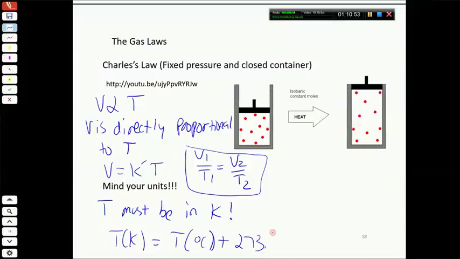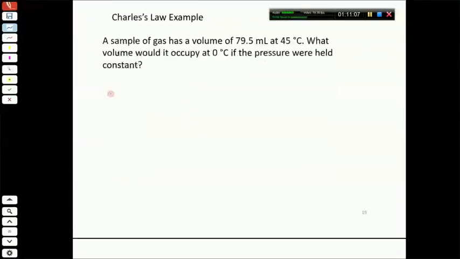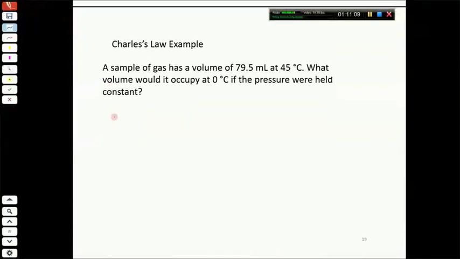And if you're being really precise, it's plus 273.15. Alright, so we have to be able to convert Celsius and Kelvin, and when we're doing problems with gases, we have to always use the Kelvin temperature, the absolute temperature. Alright, so those are the first two gas laws, and then the last one we'll talk about is Avogadro's, but let's do Charles' law first, a quick example problem.